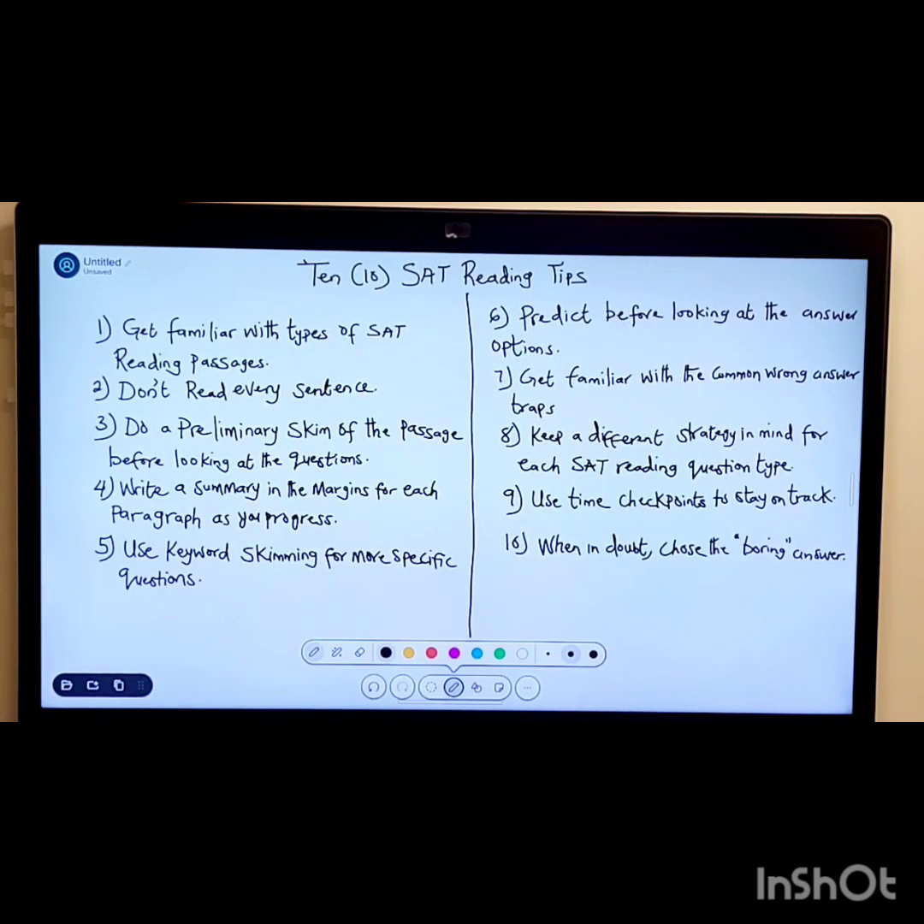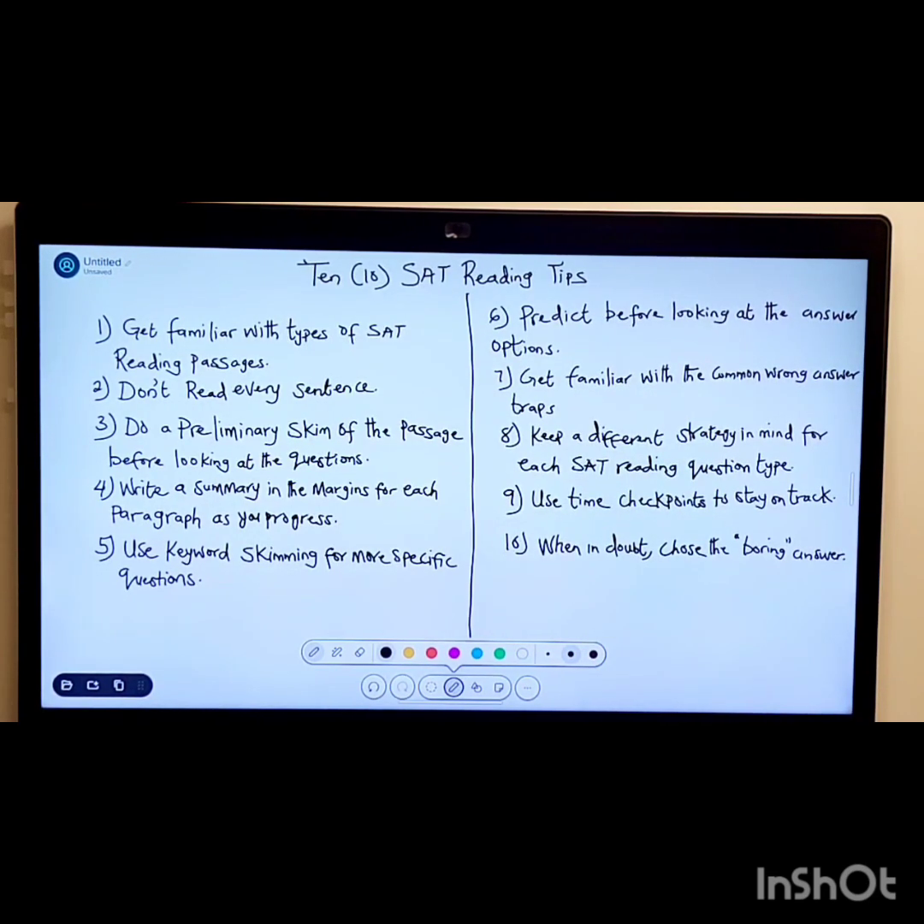The last key point is, when in doubt, choose the boring answers. I tell many of my students, you don't just assume and start picking answers. What you need to do is make sure you do the ones you are confident with. You've studied the passage, you've done all the tips from 1 to 9, you've done your best, and then you have maybe 4 to 5 questions out of the 52 that you are not sure of. You don't even know what to pick. Now you can go ahead.